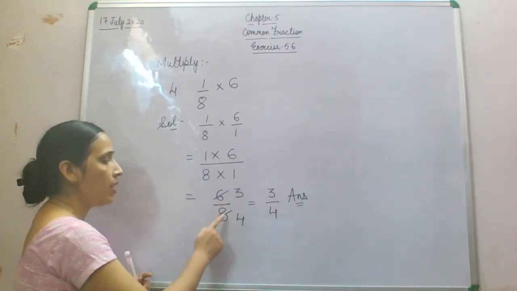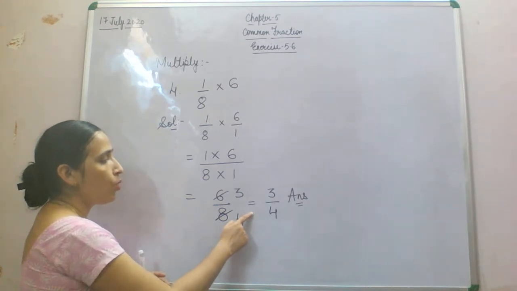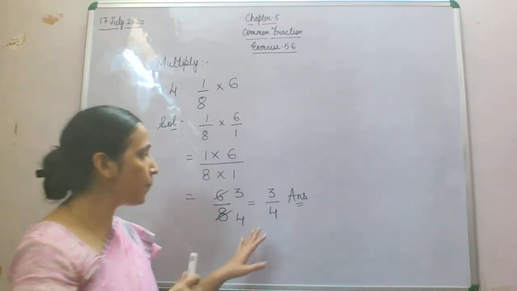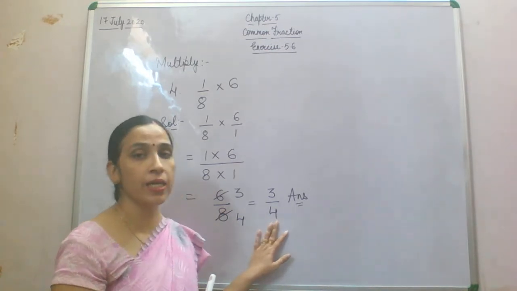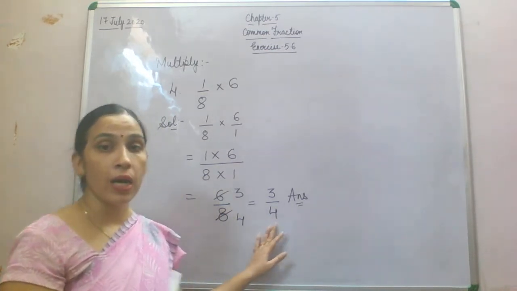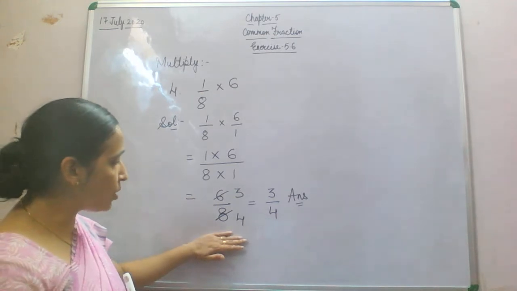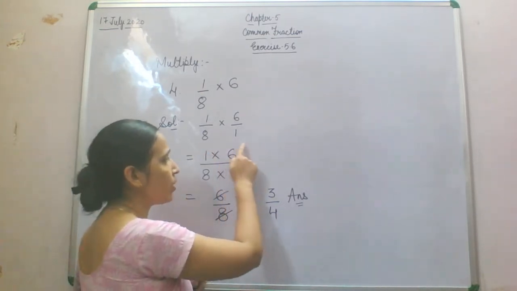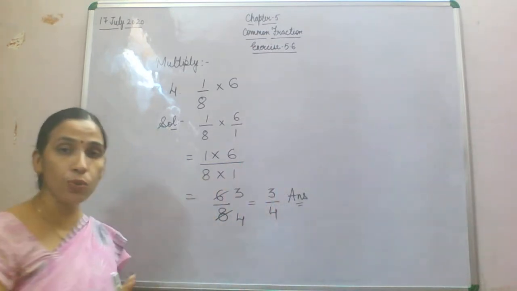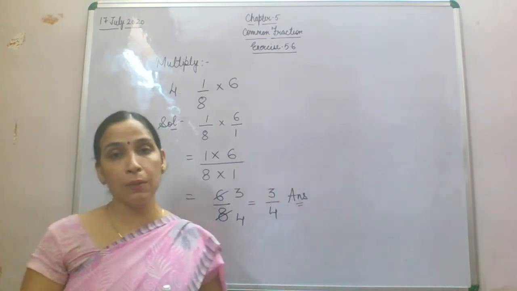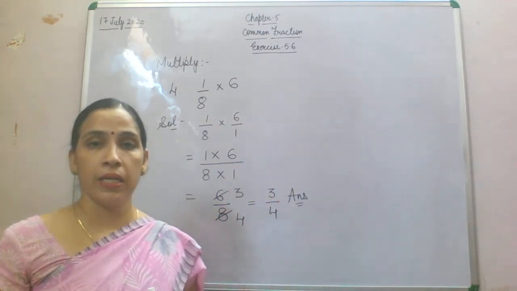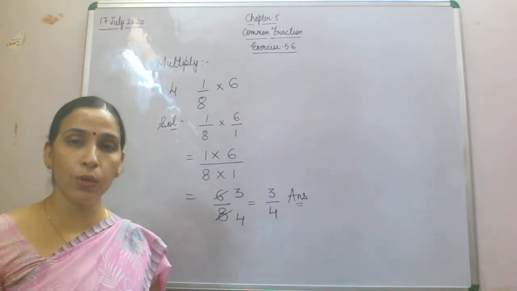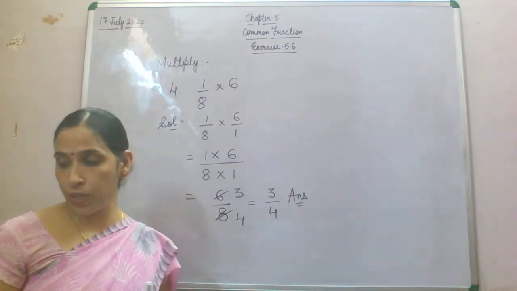2 3s are and 2 4s are. Now what answer will you get? 3 by 4. Here the answer of this question is 3 by 4. Now this reducing you can also do in this step. Here also you can do cancellation and then write down the answer. That method is totally correct. There is nothing incorrect in that method. Whichever method you find suitable, you can do it with that method.